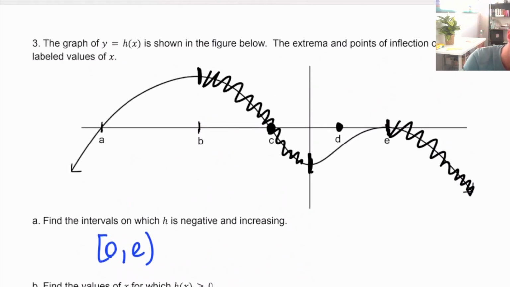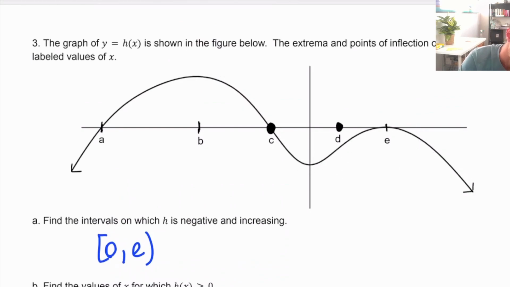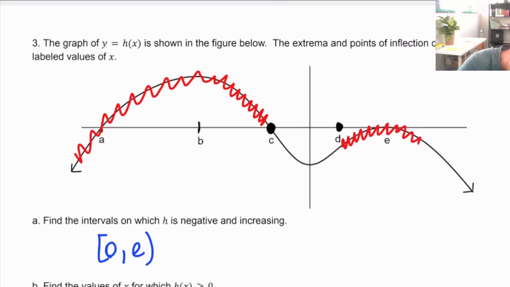So I'm going to get rid of some of this stuff here. I got my points of inflection labeled, and so I'm going to say, all right, concave down is where the graph is frowning, and it's there, and then D is where the concavity changes, so I know it's going to be through here. So, less than C, greater than D.